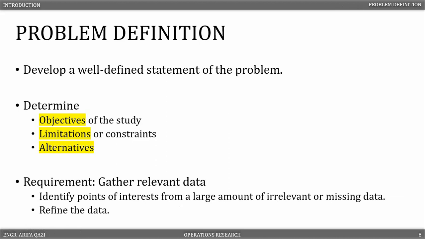Problem definition involves studying the system, identifying the problem area, and then preparing a well-defined statement of the problem. It involves going through a large amount of data which may be relevant or irrelevant or even incomplete, and then identifying the points of interest within the data by refining it. A well-defined problem has 3 principal elements: an objective, which clearly states the purpose of the study, limitations or constraints under which the model or system operates, and finally alternatives, which are courses of action that are available in order to achieve the objective.